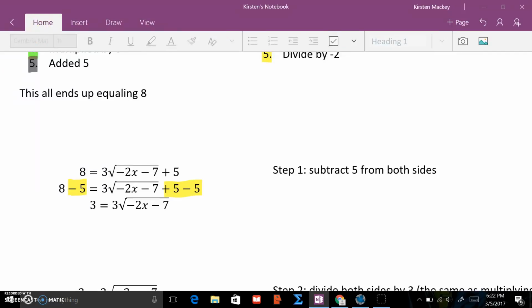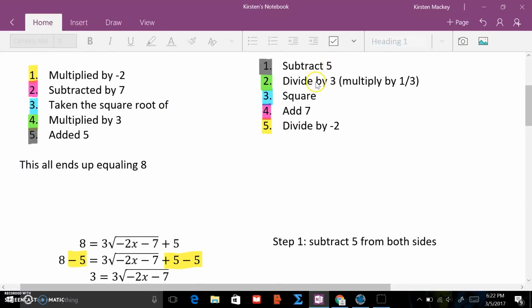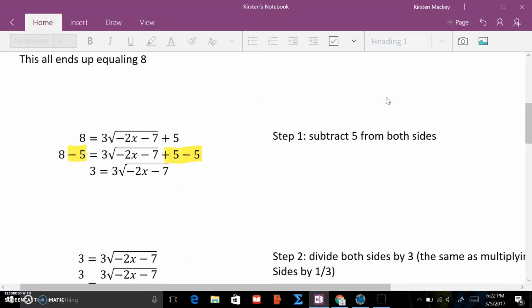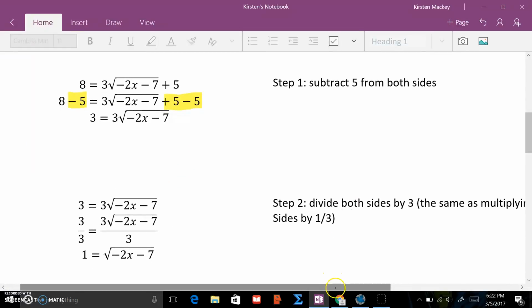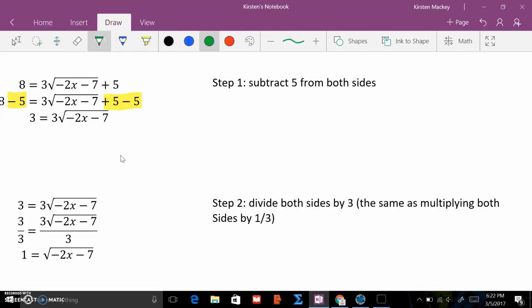Then our second step. Right, we subtracted 5, now we need to divide by 3 as our second step. This is the same as multiplying by a third, which we've done before. I just put it as dividing by 3 here. We're multiplying by 3, so we can divide everything by 3. I notice that 3 divided by 3 is 1, or 3 times 1/3 is 1. The 3 and the 3 here are going to divide out and make a 1, and anything times 1 is itself, so this is just really the square root of -2x minus 7.